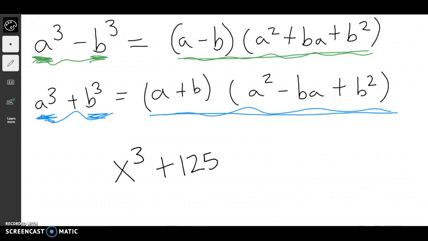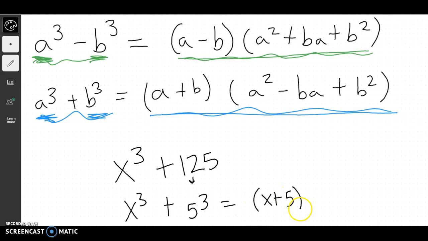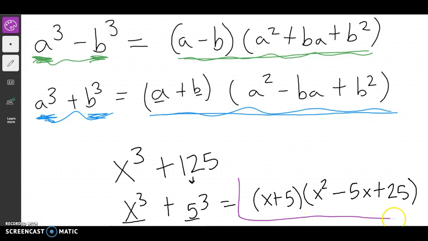Okay, so this time we have a sum of cubes, and I know that x cubed is just x cubed. And if you take its cube root, this would be 5 cubed. So again, we're going to plug everything in like we did last time. This would become x plus 5, because this is going to match up with my a, and this is going to match up with my b. And then we're going to have x squared minus 5x, because it is minus b, where b is 5 and x is a, and then plus b squared, and b is 5, so that would be 25. And this would be my final answer.